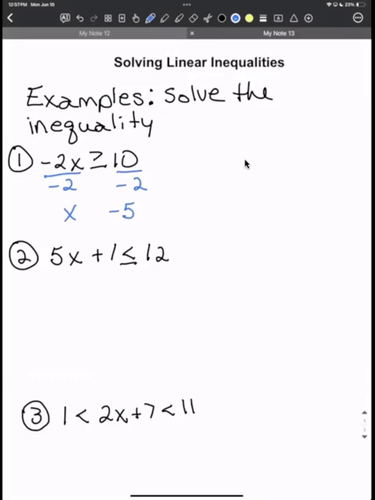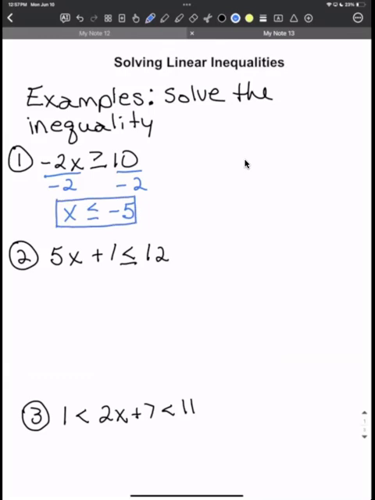But when I'm dealing with inequalities and I divide by a negative number, I have to flip the sign. So the problem was greater than or equal to, but since we divided by that negative 2, the answer becomes less than or equal to. So my answer here is x is less than or equal to negative 5.